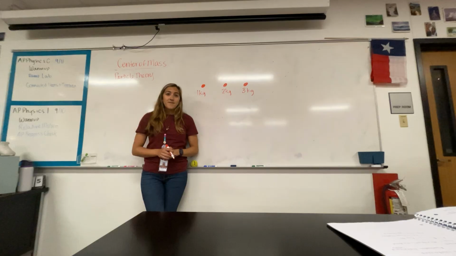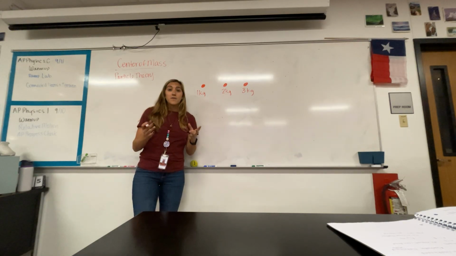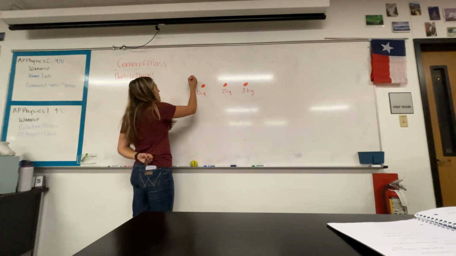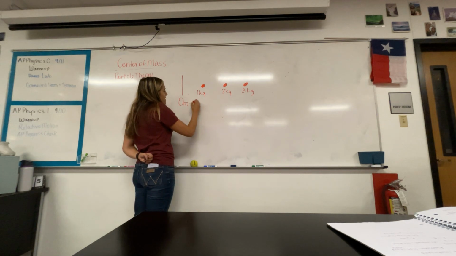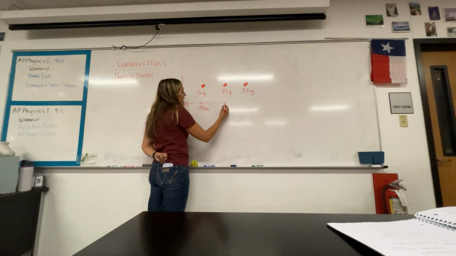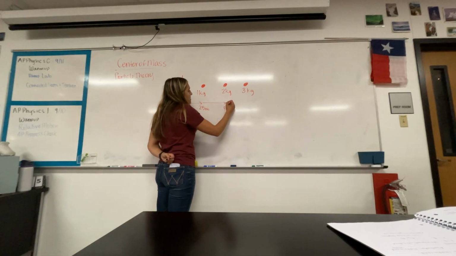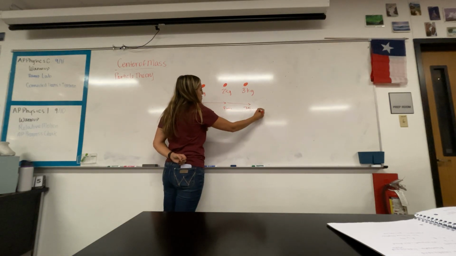Good news is we don't have to guess. If we have a system of masses like this and we know what they are and we know where they're located, so I'm going to say that this is my 0. This one is located 0.25 meters away. This one's located 0.5 meters away. And this one is located 0.75 meters away.